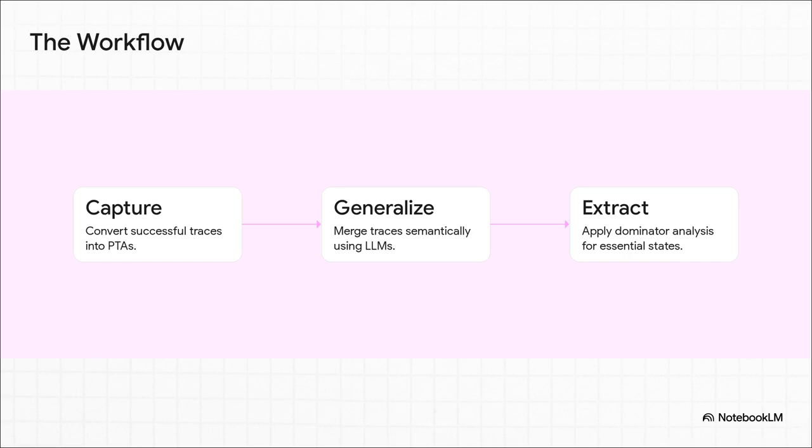First, capture. You just take 2 to 10 successful execution traces and convert them into graphs. Second, generalize. The system merges these traces into one unified graph. It uses really fast visual metrics to catch identical states, and then brings in a multimodal LLM defensively to figure out if subtle UI changes actually mean something semantically different. Finally, extract. It applies that Dominator analysis we just talked about to find those essential, non-negotiable milestones.